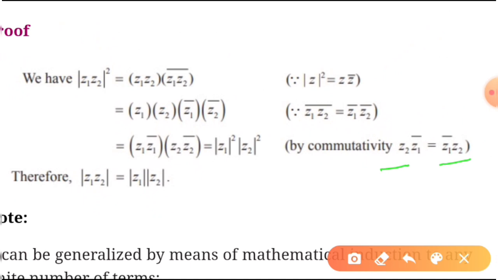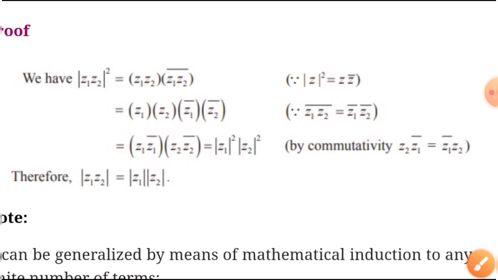Therefore, modulus of z1 z2 in the whole square is equal to modulus of z1 square into modulus of z2 square. Here separate: modulus of z1 square and modulus of z2 square. We write modulus of z1 into modulus of z2 in the whole square. Now taking positive square root, then we have modulus of z1 z2 is equal to modulus of z1 modulus of z2.